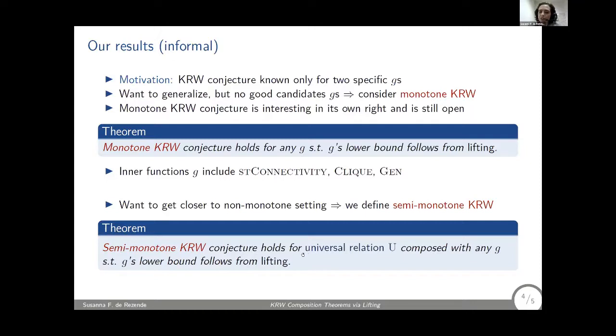So this universal relation, we can think of it simply as a simplification of a function. It's a simplified version of the semi-monotone KRW conjecture. So that's what we're able to prove.